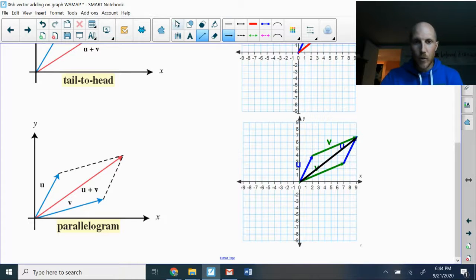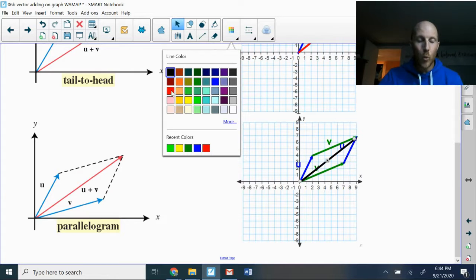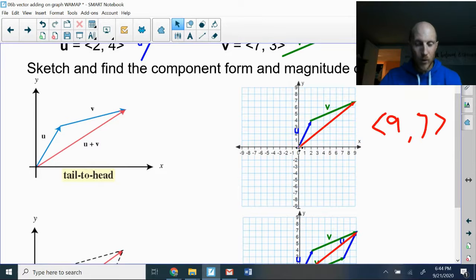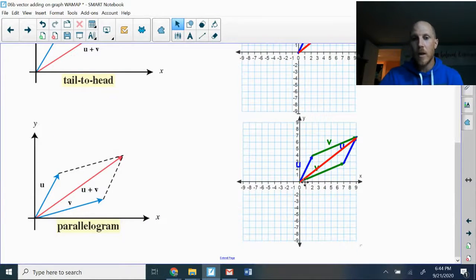The resultant will always start at the origin, no matter what method of graphing you are using. If we use tail to head, the resultant vector starts at the origin. If we use the parallelogram method, the resultant vector starts from the origin, always.